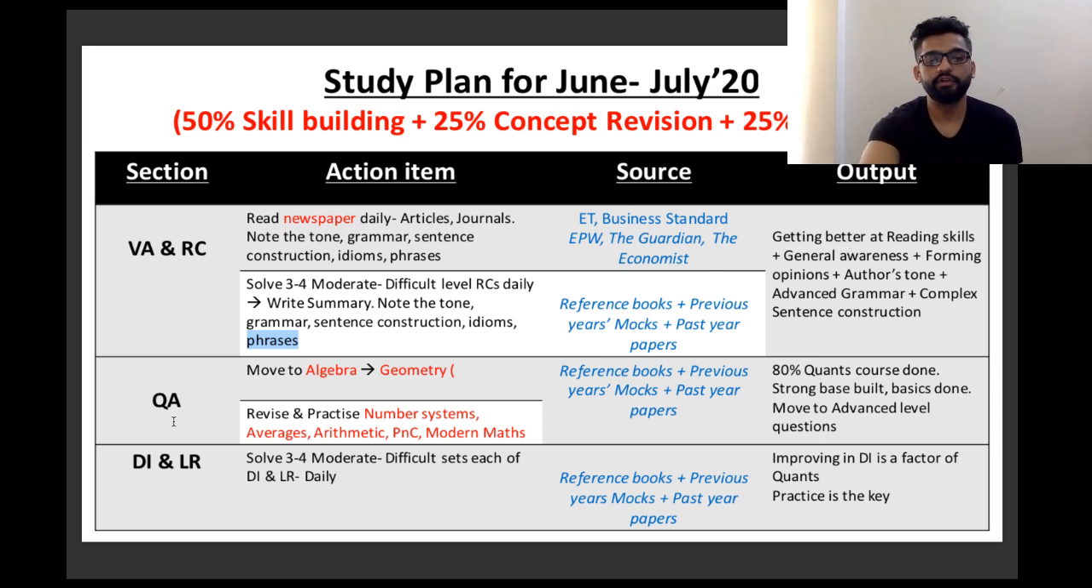QA, cognitive aptitude. अब आपने number systems कर लिया, averages कर लिया, arithmetic कर लिया, PNC कर लिया, March से लेकर May में. अब ये 2 महीने आपने क्या करना है? Algebra और ज्योमेट्री. जो 50% हमने स्किल बिल्डिंग की बात करी है, you focus now on algebra and geometry. दोनों को मिलाकर 10 क्वेश्चन आएंगे कैट में. ठीक है. Then revise and practice the previous 4 chapters that you have done.